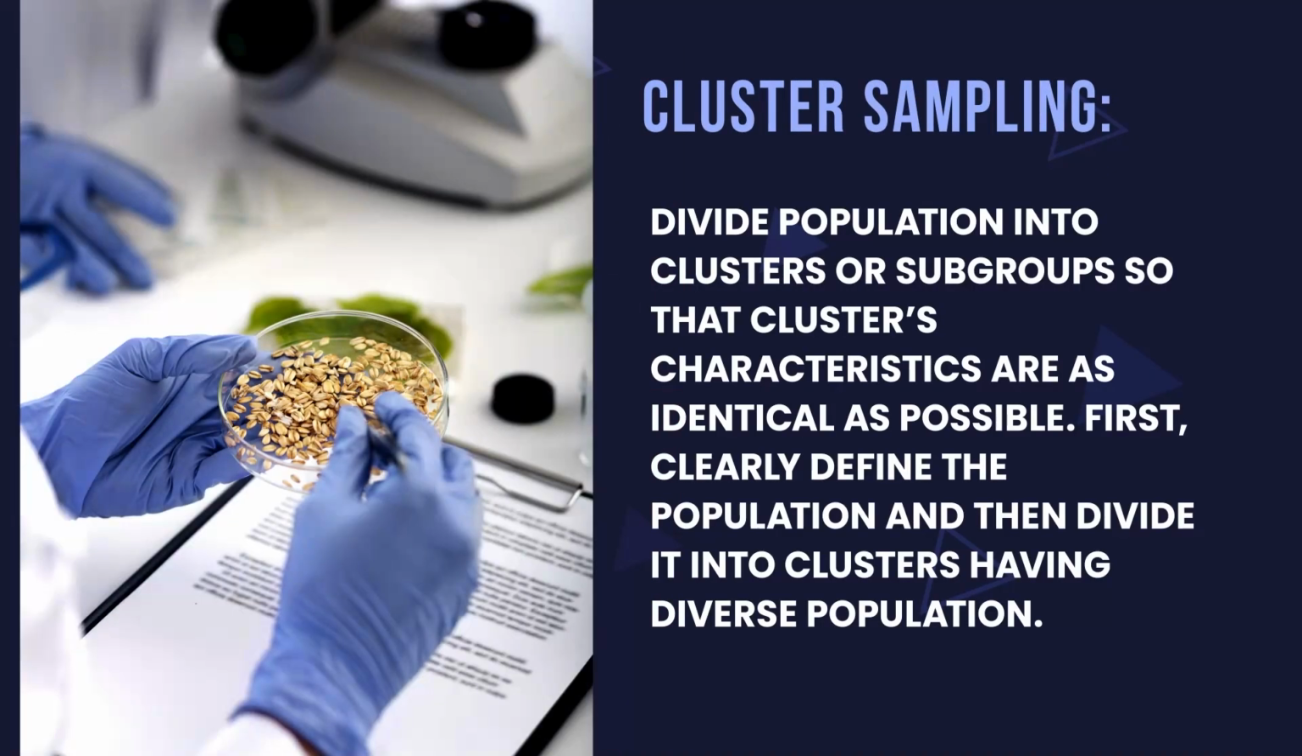The next one is cluster sampling. There we divide the population into clusters or subgroups so that the clusters' characteristics are as identical as possible. This is based on the characteristic. First, clearly define the population and then divide it into clusters having a diverse population. Every potential characteristic of the entire population should be present in each cluster. We must make sure each cluster has a similar distribution of characteristics as the distribution of the population as a whole. This is very, very important. And taken together, the clusters should cover the entire population.